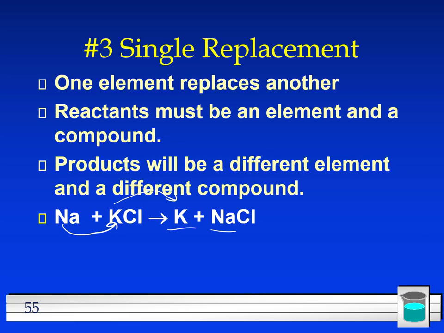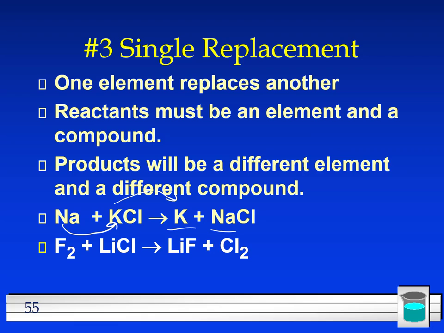Sodium replaced potassium. It took its place in the chemical. That means potassium had to end up by itself. We're okay with this? Okay. Why did sodium replace potassium? Because things that are like each other replace each other.